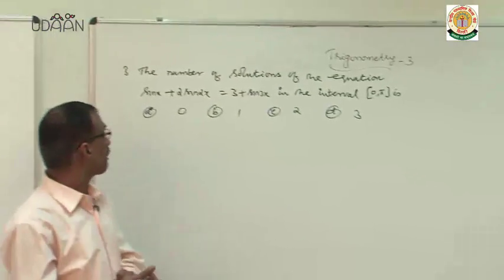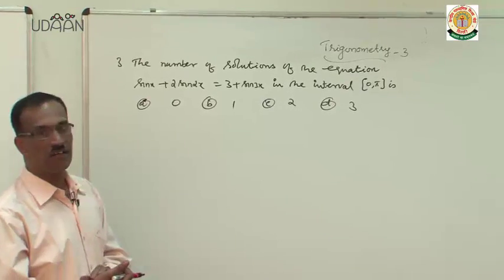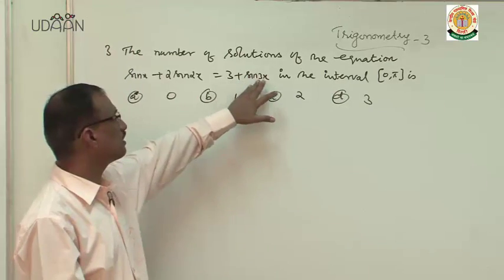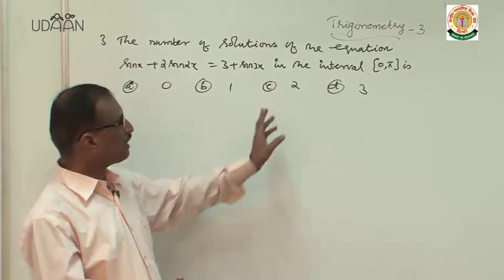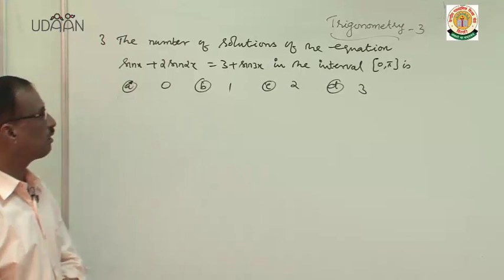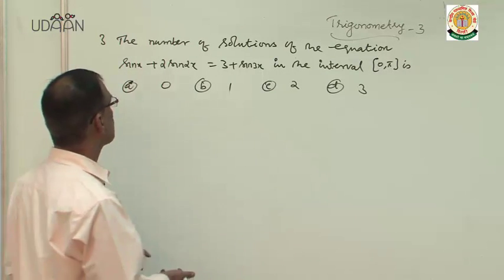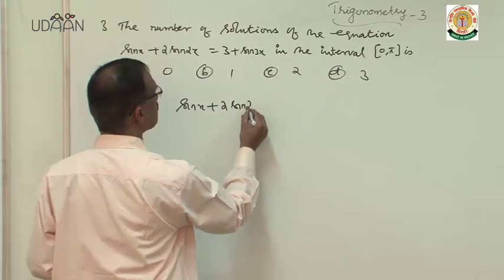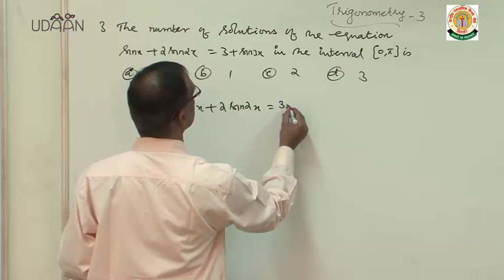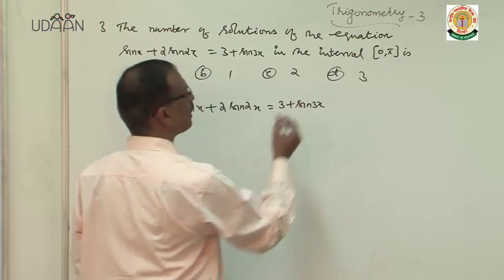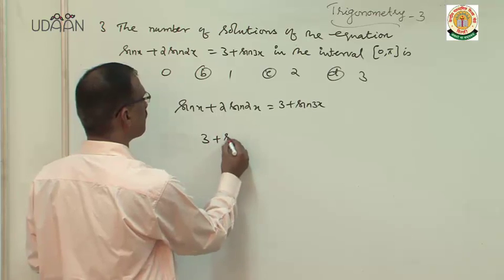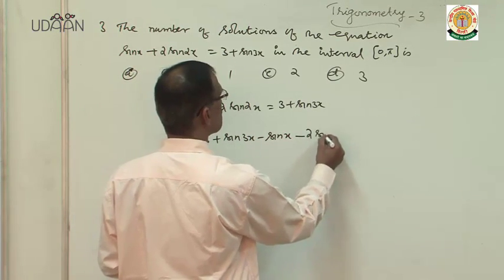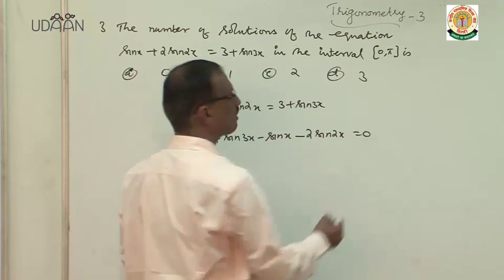It says that the number of solutions of the equation sin x plus 2 sin 2x is equal to 3 plus sin 3x in the interval 0 to pi is. These are the options given. So, we are given sin x plus 2 sin 2x equals 3 plus sin 3x. So, 3 plus sin 3x minus sin x minus 2 sin 2x equals 0.